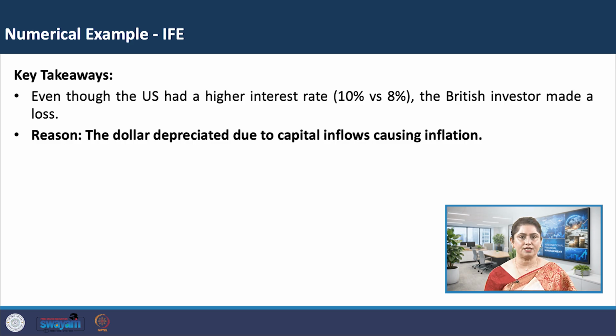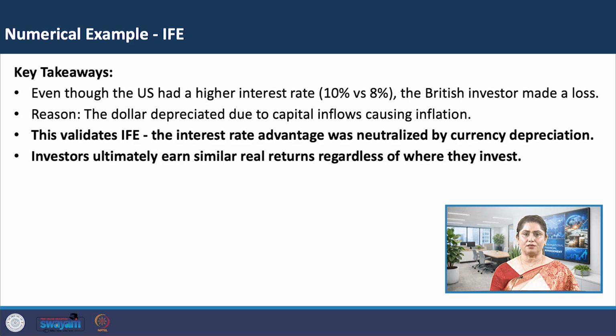The higher interest rate in the US was not a free gift. It was in fact compensation for the expected depreciation of the dollar. In this example, the compensation was actually insufficient. The depreciation was larger than expected, so the investor ended up worse off. But directionally, the IFE prediction is confirmed. High interest rates and currency depreciation go hand in hand, and the net effect on foreign investors tends towards the same result as investing domestically.